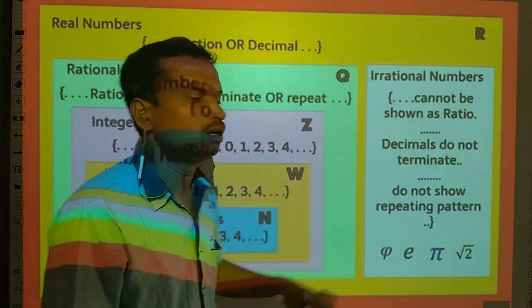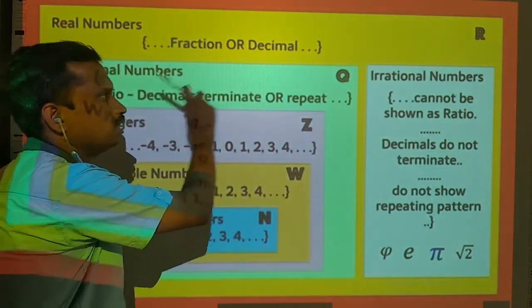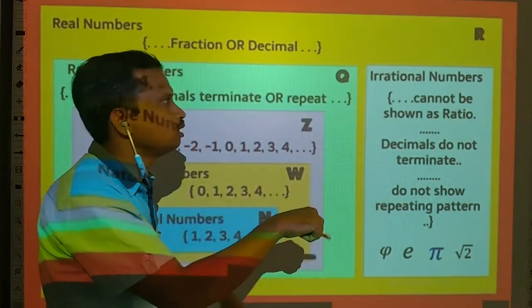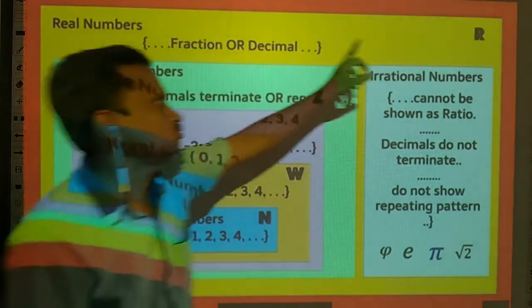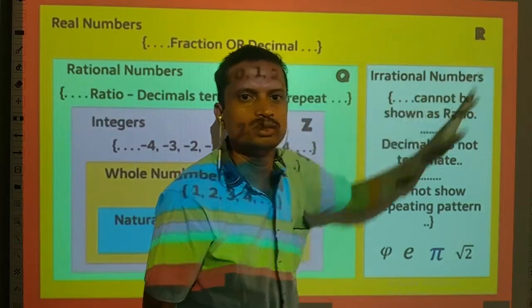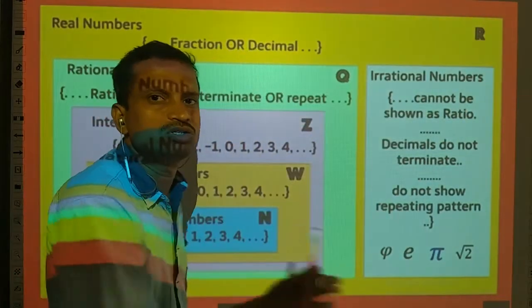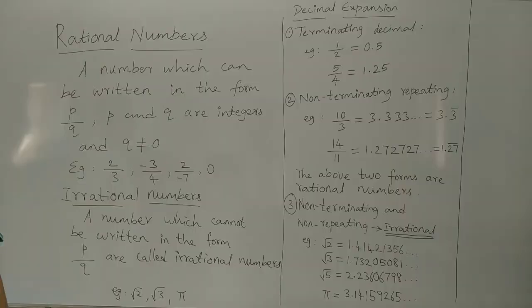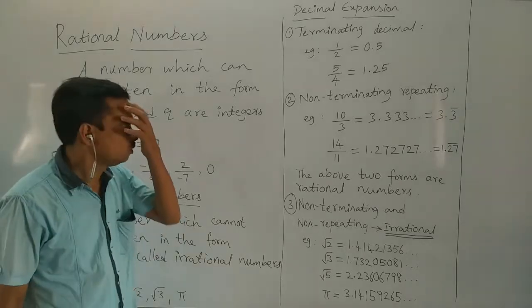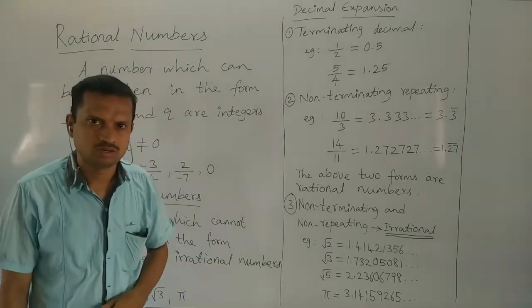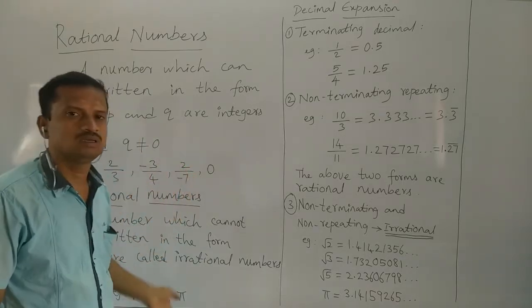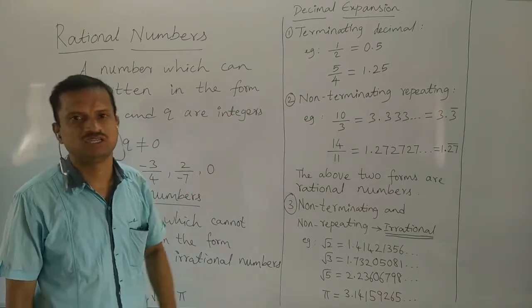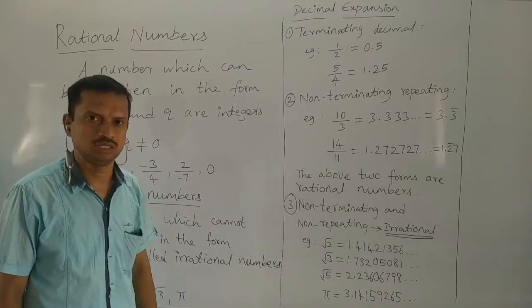Rational and irrational numbers combine to form real numbers, which stand for the capital letter R. So this is the introduction of the number system. Now, after the introduction, we get deeply into rational numbers, irrational numbers and the decimal expansion of both rational and irrational numbers.